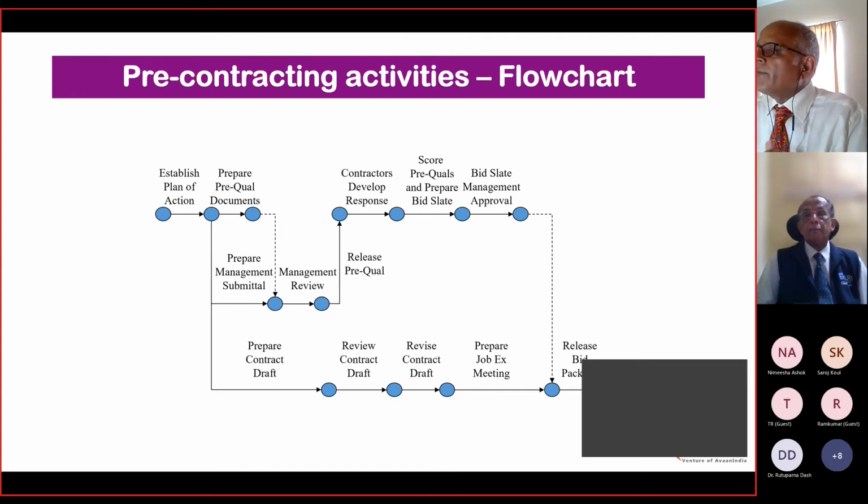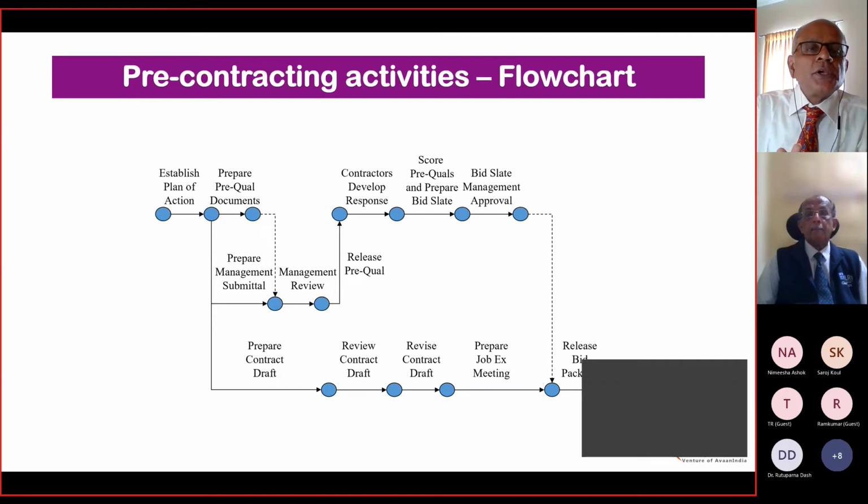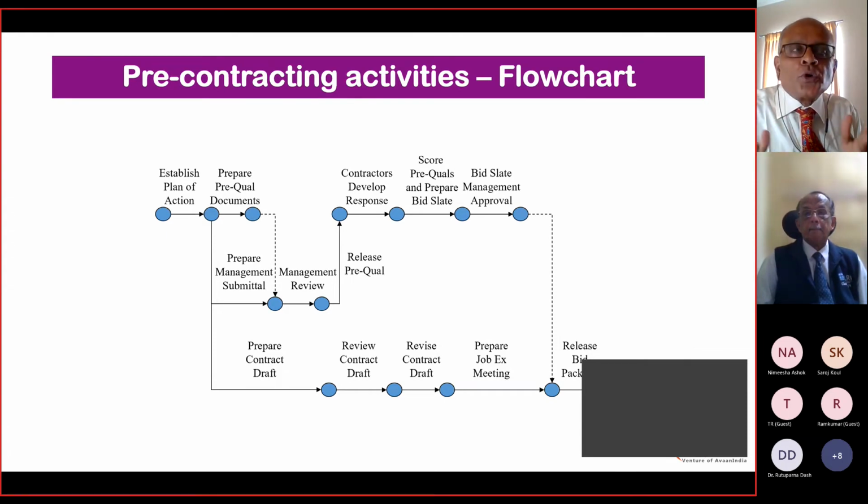Alternatively, after you prepare your pre-qualification documents, you could prepare the contract draft itself if you know that there are not many who would be entailed to do the bids. Once the contract draft has been made, you go about reviewing the draft, because we said that it is crucial that you involve and get the legal aspects also considered. You revise the draft once the agreement within your own buying organization has been done, prepare the job meeting with the contractor that you have chosen, and then finally release your draft or the bid package for carrying out the activities.